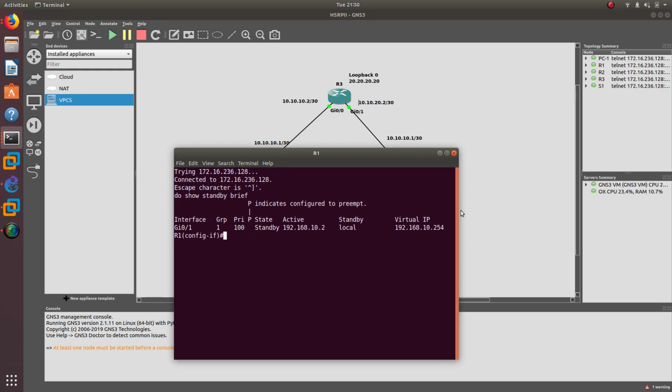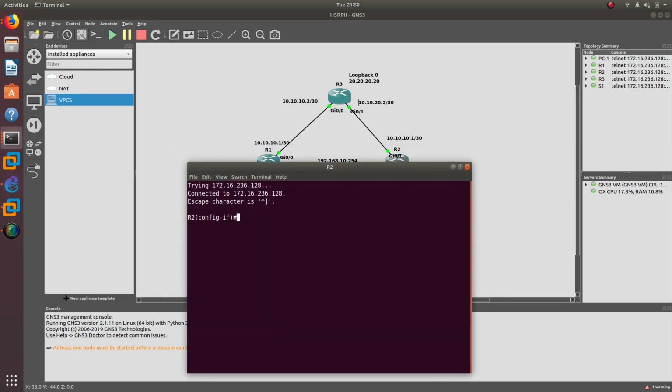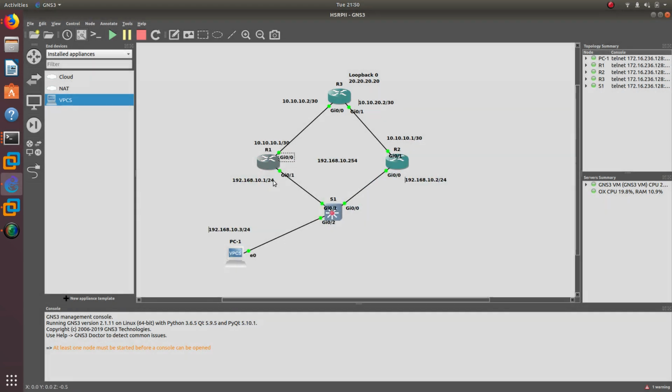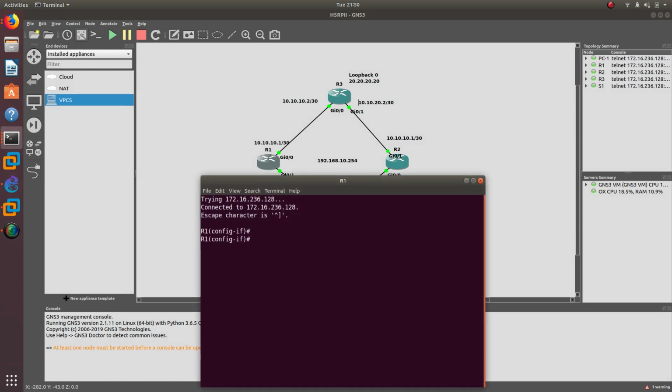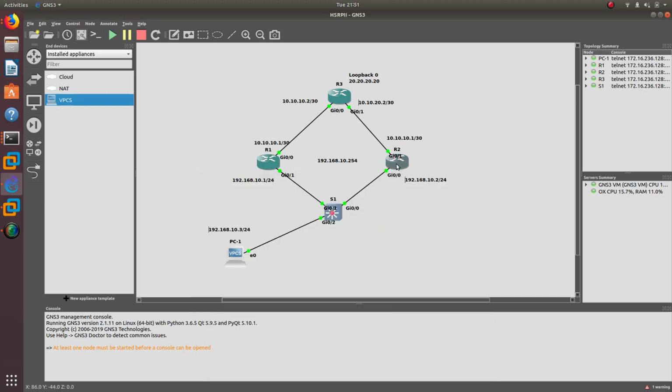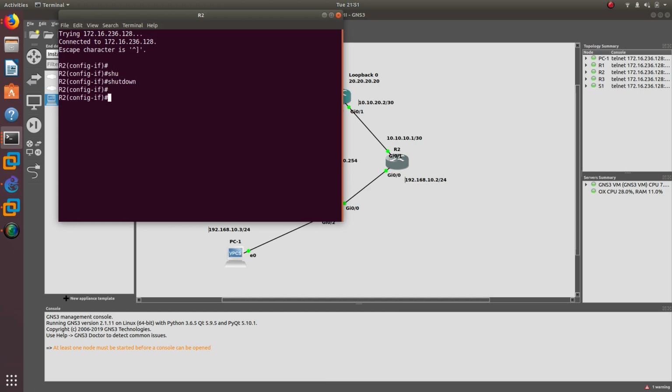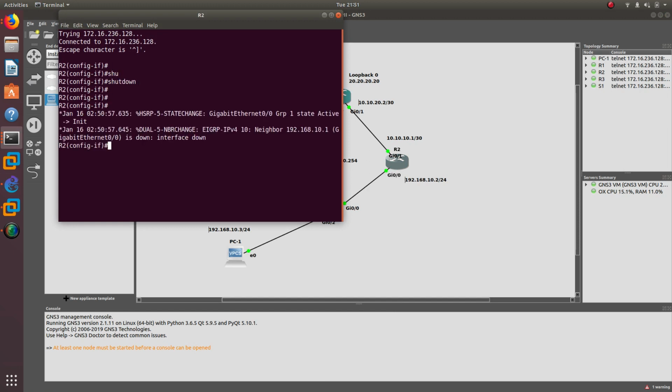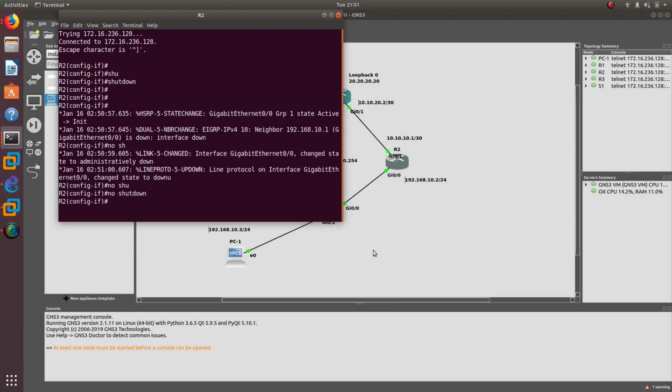Router 1 has a priority of 100, and router 2 has a priority of 101. Therefore, router 2 became the active router. But if we change the priority of router 1, standby 1, remember the group number, priority of 102. And if we do shutdown over here, and then shut down over here too, because the election only works if you shut down the interfaces.